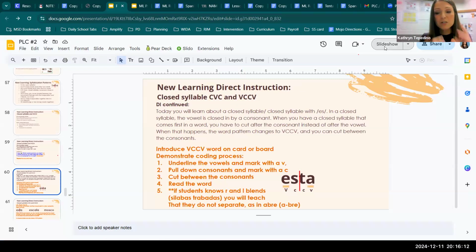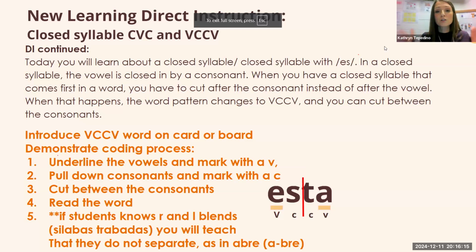So that's a little auditory drill that we do before we start teaching. And then we say, okay, you're going to learn about closed syllable. Now you can break it up even more and say, we're just going to do closed syllable with S. Okay. In a closed syllable, hopefully you've taught this. I wouldn't do closed syllable and VCCV together, but in a closed syllable, we know that the vowel is closed in by a consonant. When you have a closed syllable that comes first in a word, you're going to cut after the consonant instead of after the vowel, like in your consonant vowel words. So our word pattern is changing.